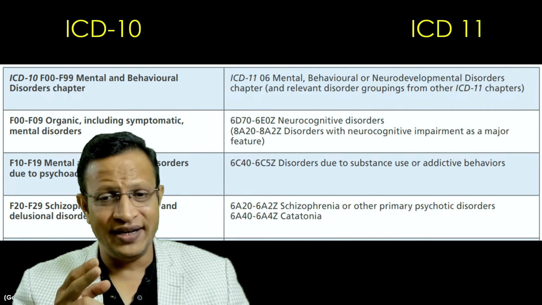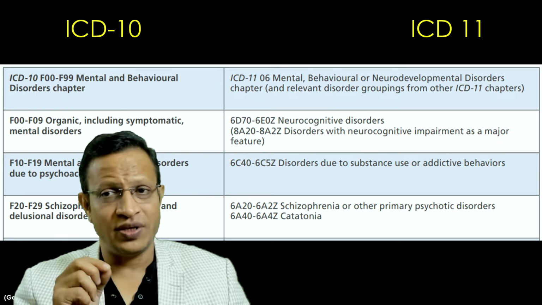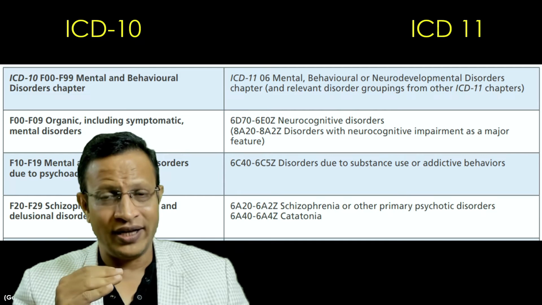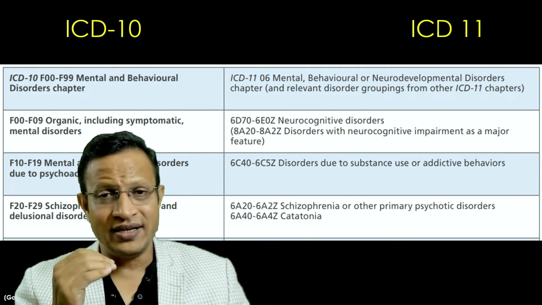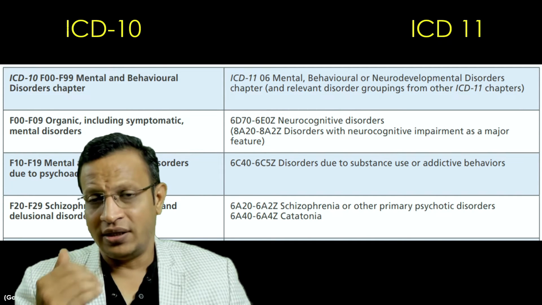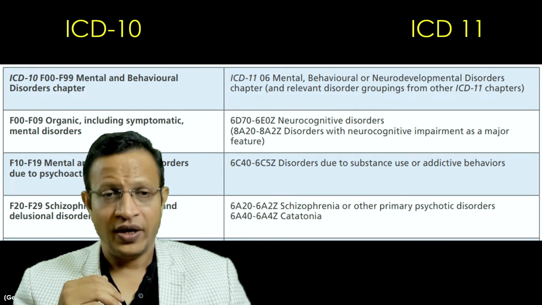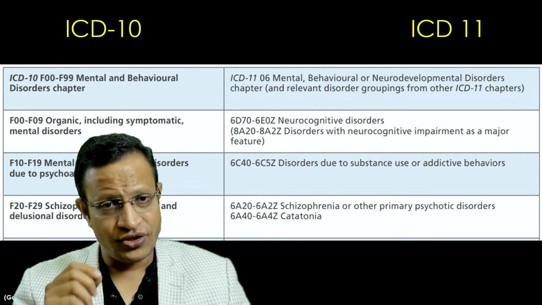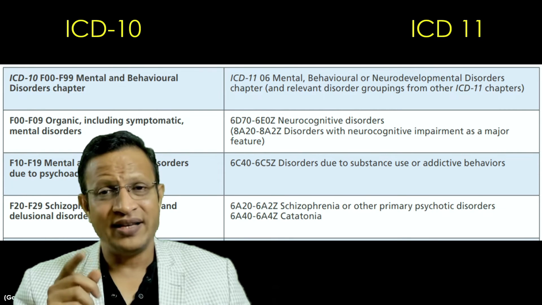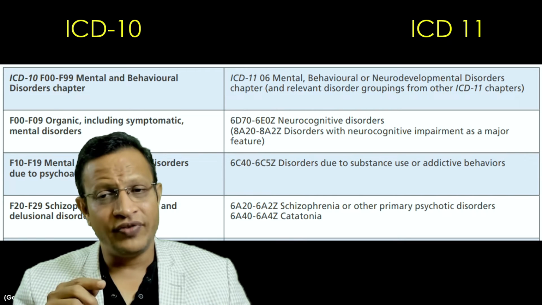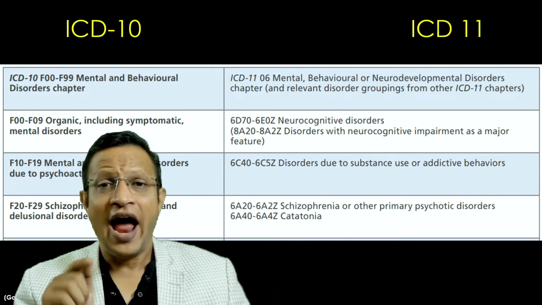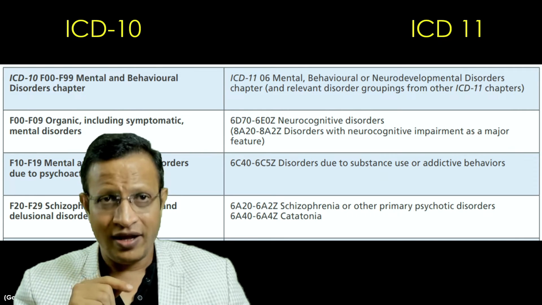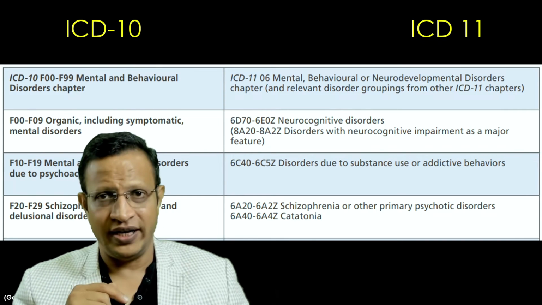Whereas if you look at the ICD-11, it talks about disorders of substance use and addictive disorders way down, after the 6C40. That means it is kept below, almost down the ladder. If you look at the third chapter in ICD-10, it is schizophrenia, schizotypal and delusional disorder. Whereas in ICD-11, it has been called schizophrenia or other primary psychotic disorder, and catatonia has been given a separate subchapter under ICD-11. Whereas in ICD-10, it was a part of schizophrenia.